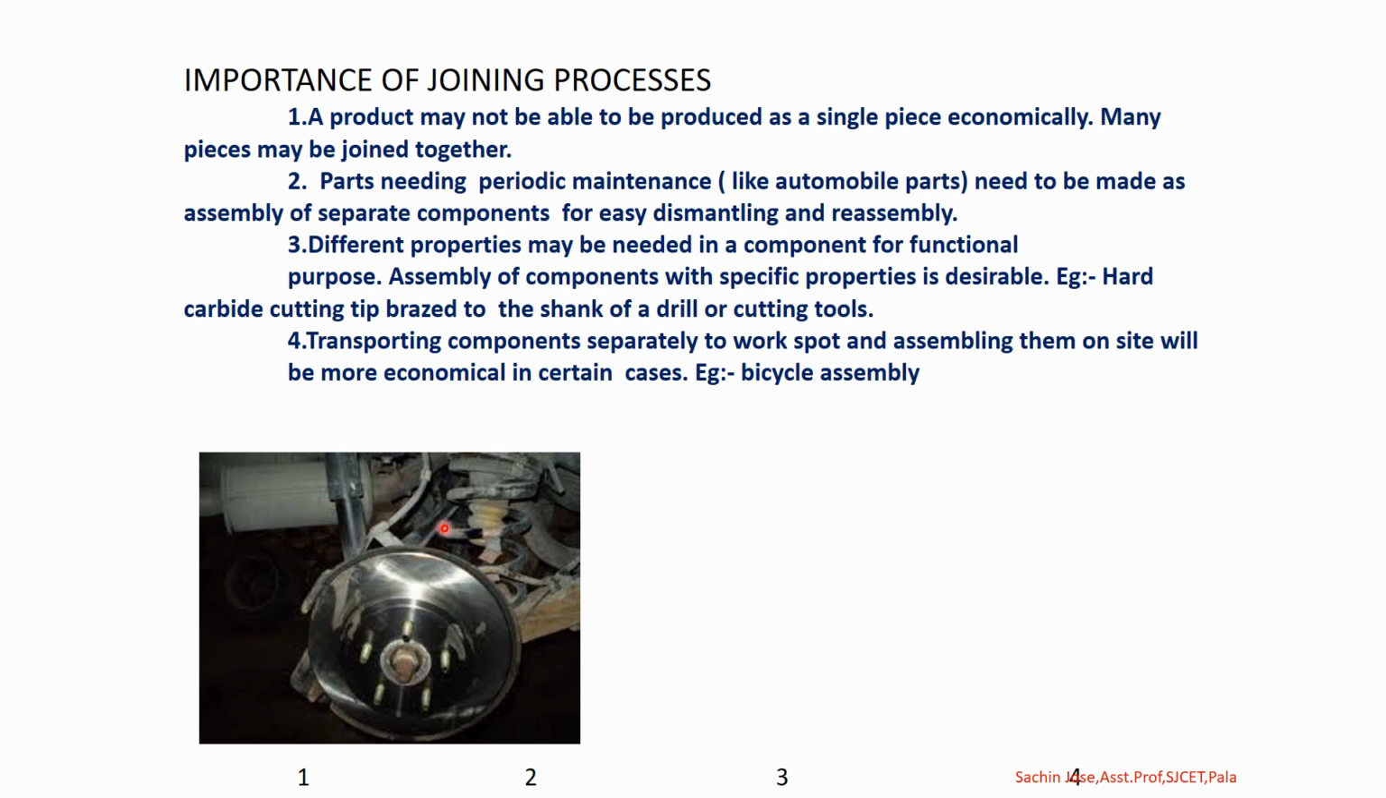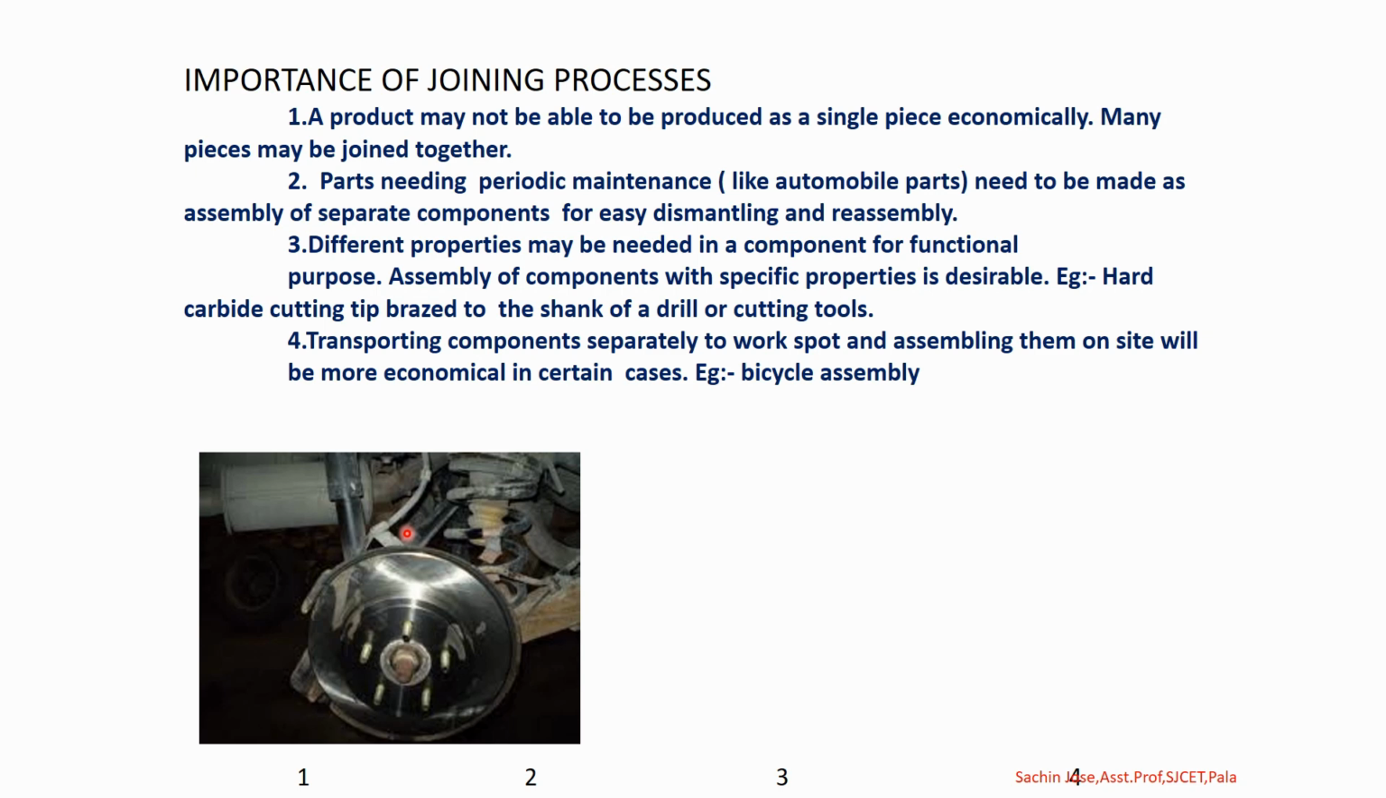So why do we need to produce parts and components? Because one point is parts need maintenance. See, if the suspension system of an automobile is produced as a single part, the dismantling and assembly and reassembly will be very tough, which affects the maintenance of the part.